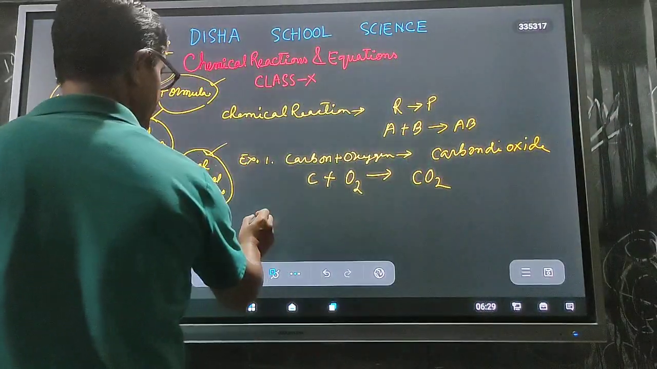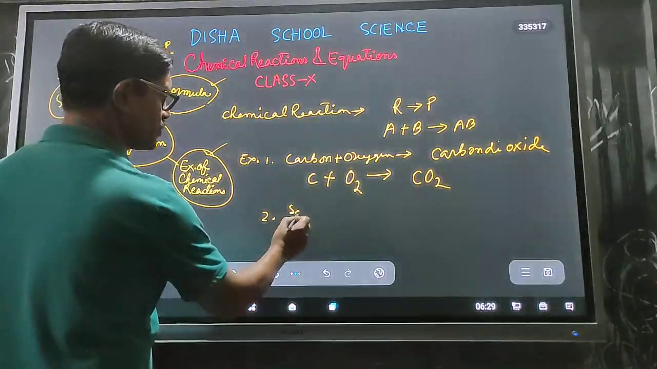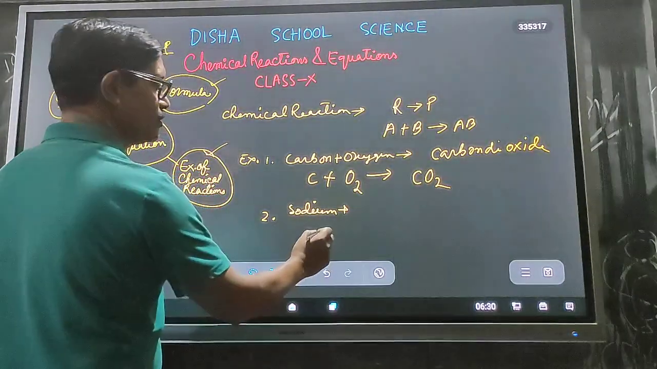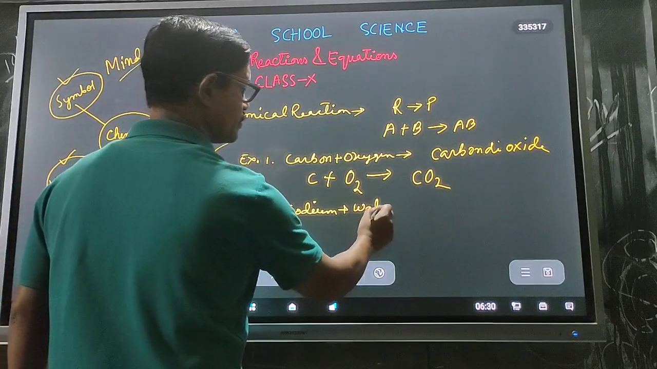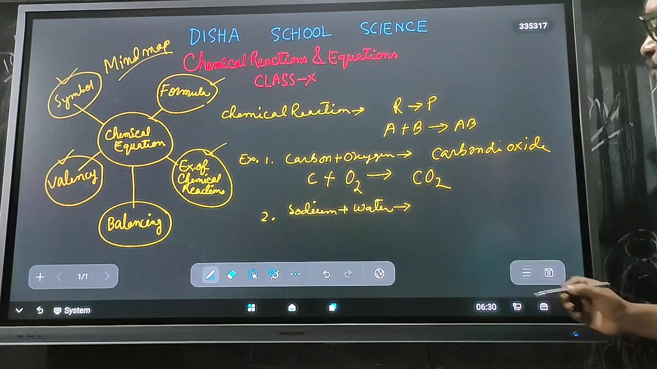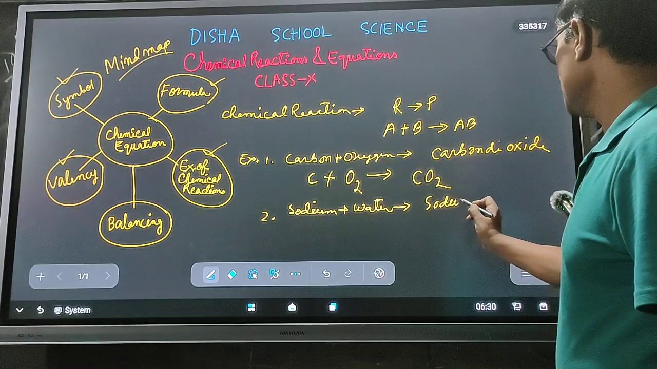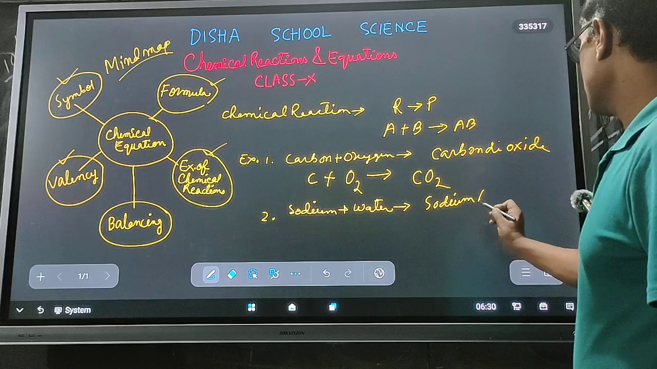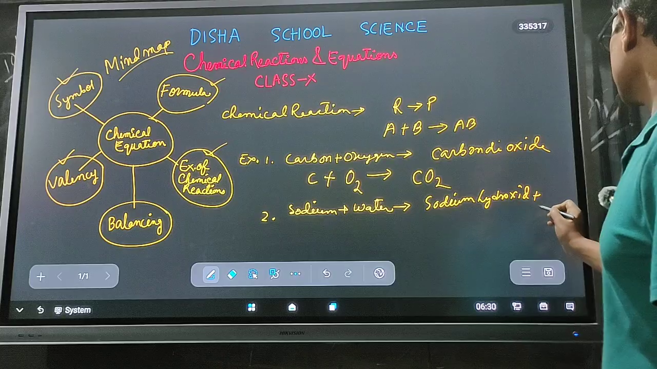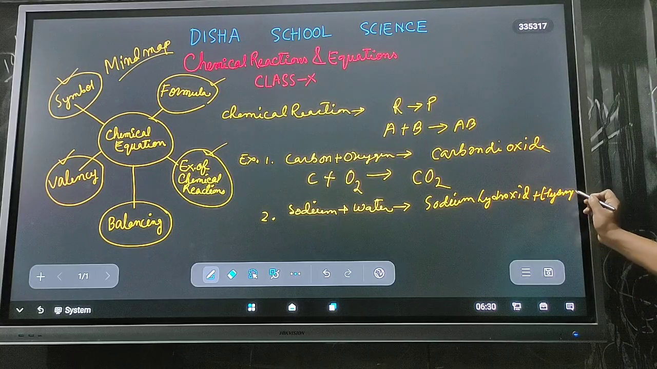Similarly, number 2 you see, say sodium plus water. So when sodium reacts with water, it forms sodium hydroxide plus hydrogen. Okay.